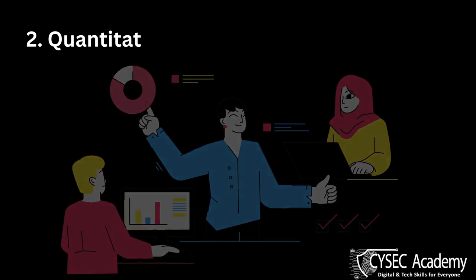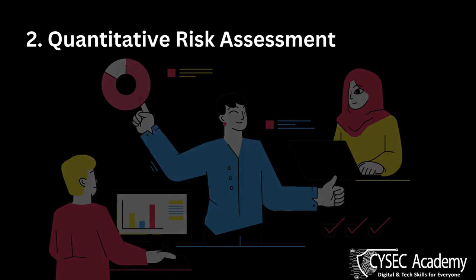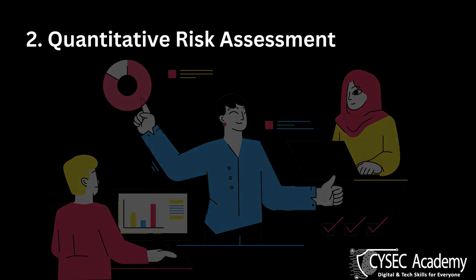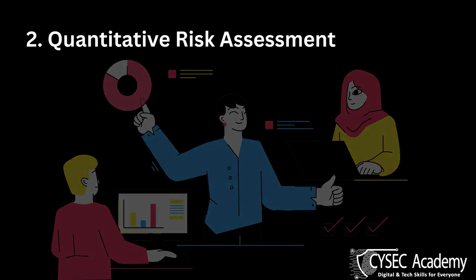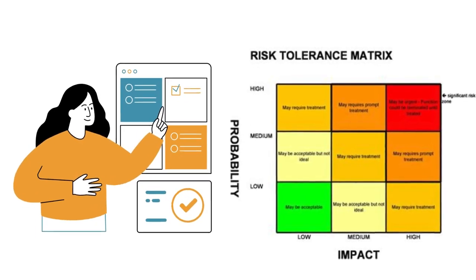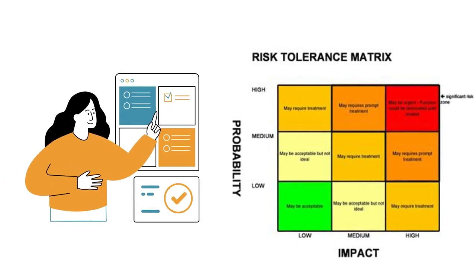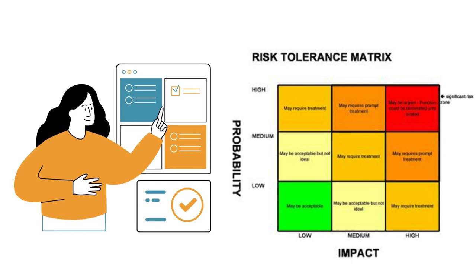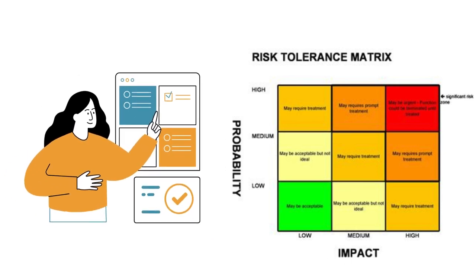2. Quantitative risk assessment. In contrast, quantitative assessment assigns numerical values to both the likelihood and impact of risks. This approach might involve calculating the potential financial loss from a data breach and comparing it to the cost of implementing security controls to prevent it. 3. Risk matrix. A risk matrix is a common tool that combines qualitative and quantitative methods. It maps the likelihood of a risk occurring against its impact, helping organizations prioritize which risks need the most attention. For example, risks in the high likelihood, high impact quadrant would be top priorities for mitigation.